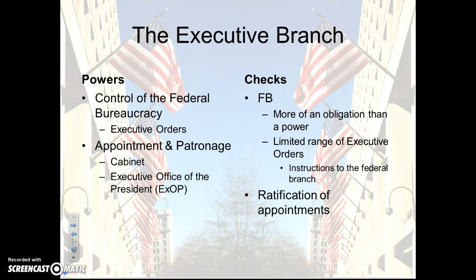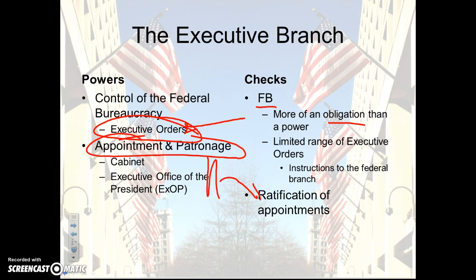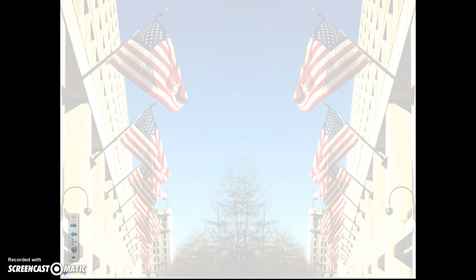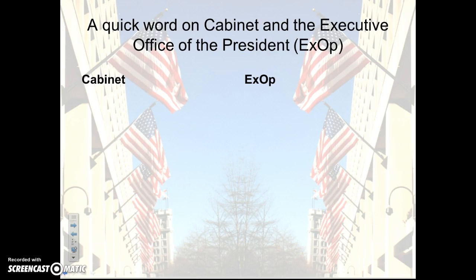Now, the real powers here that we're looking at are executive orders, you need to know about those, and appointment and patronage. Realistically, the federal bureaucracy is more of an obligation than a power. The power is the use of executive orders to control the federal bureaucracy, but they do have specific limits. When it comes to these two, it's all about ratification of those particular appointments. But hopefully that will become clearer as we go on.